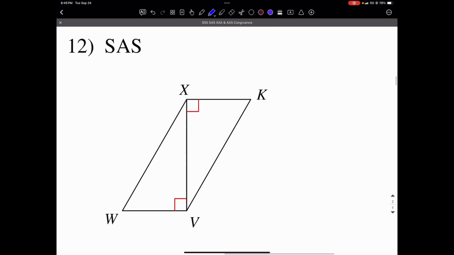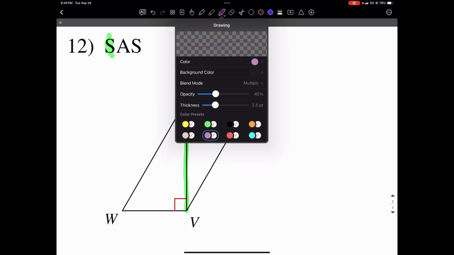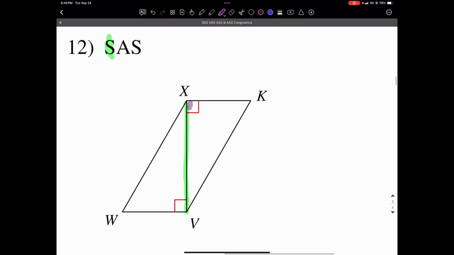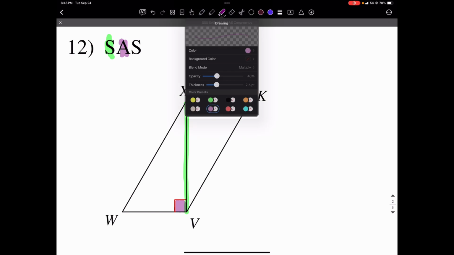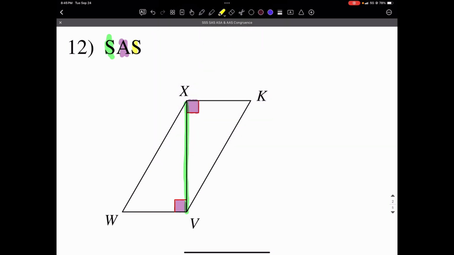Number 12, side angle side. So we have our first side here that's shared. That's this one. Then we have our angles. They're both squares, so they're both right angles. So now what we're missing is that second set of sides. And remember, it has to be on both sides of the angle, so it would be these sides here. It has to be those sides.